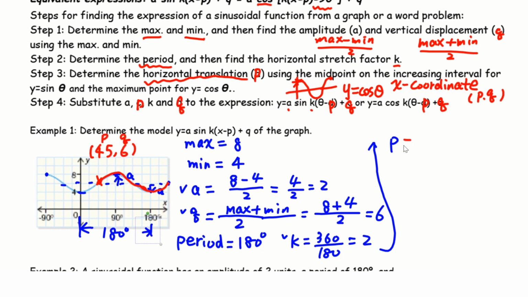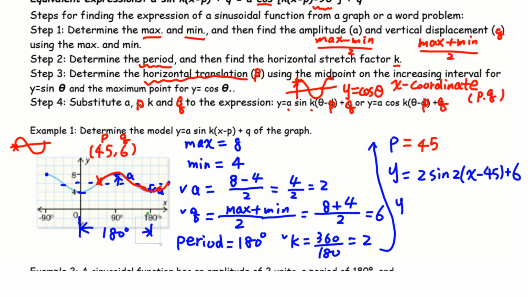So P is 45, the x-coordinate of the starting point of your sine wave. The sine wave starting point is the midpoint on the increasing interval. So now we have the A, K, P, Q. We are able to sub in: A is 2, K is 2, P is 45, then plus a Q. That is the equation.